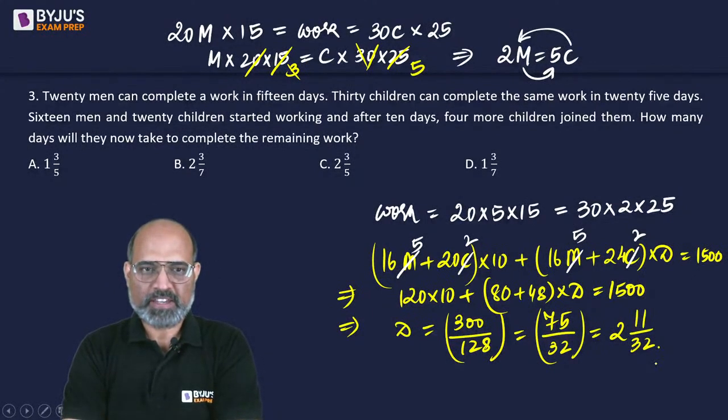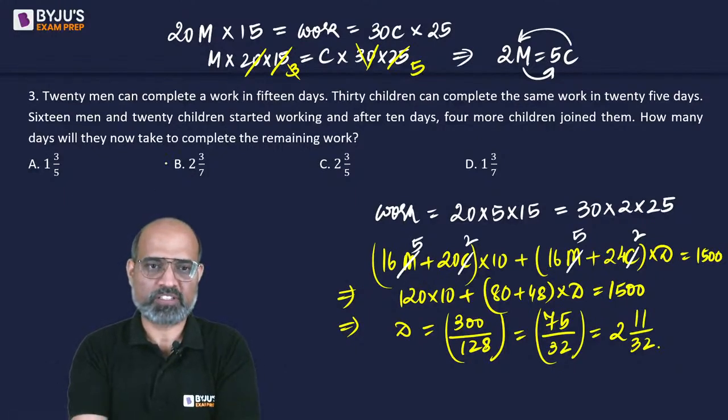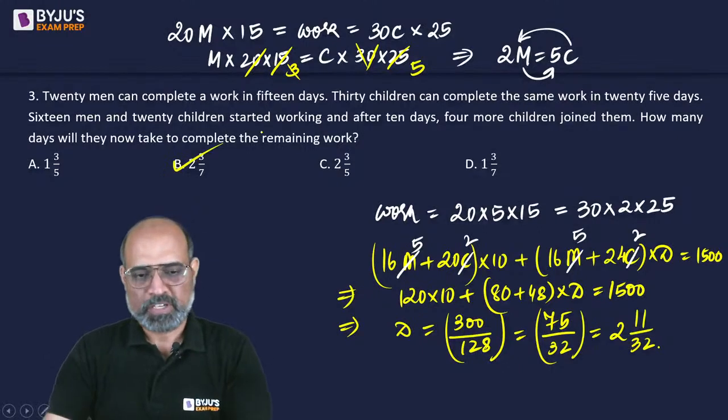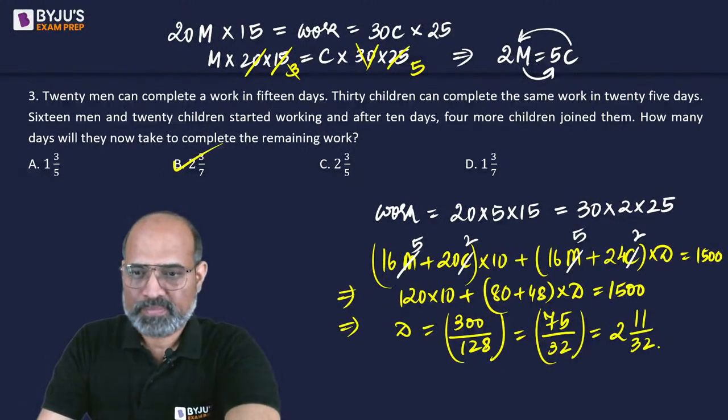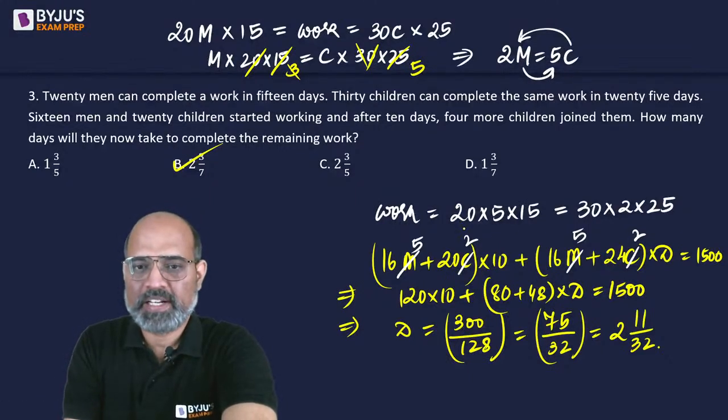Let me see if the language has got something to do with it, because our closest option is going to be B, but we are still not sure. Multiply karo. 20 into 5 is 100. 100 into 15 is 1500. Multiply karo, आपको आंसर आ जाएगा.